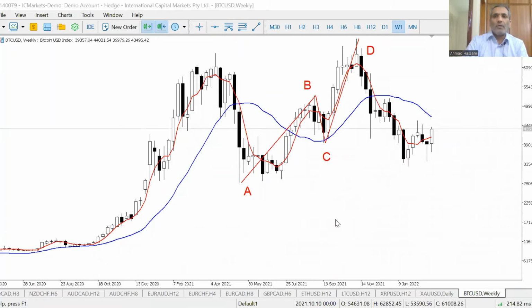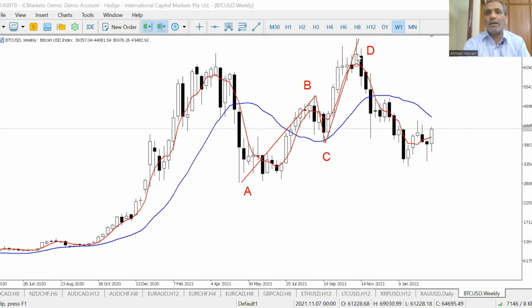I hope you have watched my previous video where I had explained the ABCD chart pattern. Here I have plotted this ABCD chart pattern on the weekly chart of Bitcoin. See, this is the AB leg, this is the BC leg, and this is the CD leg. And AB and CD are almost equal.